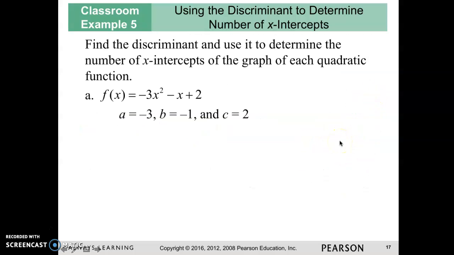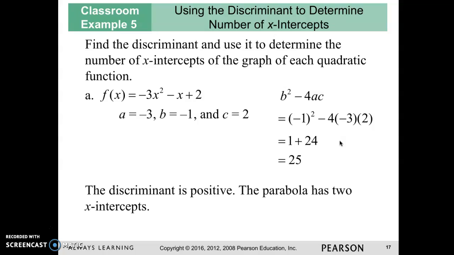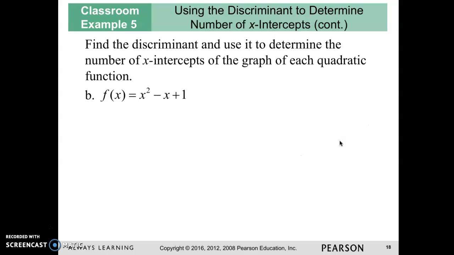So here's a discriminant for this case, a, b, c. Identify it. What is it going to be? Positive. So this means that there are going to be 2 x-intercepts. You can find them, or if you're not asked to find them, you don't have to.